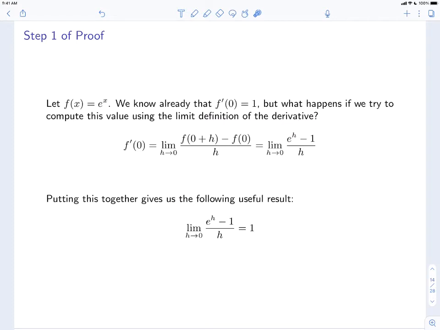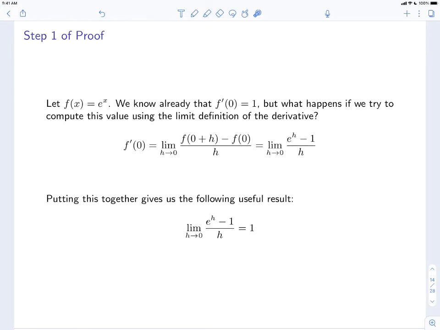But what happens if we try to compute this value using the limit definition of the derivative? We start with f prime of 0 is equal to the limit as h approaches 0 of the difference quotient, f of 0 plus h minus f of 0, divided by h. Well, remember, f of x is e to the x. So f of 0 plus h, that's just f of h, which is e to the h. And what about this term, f of 0? Well, e to the 0 is 1, so that's just a 1. And we still have an h in the denominator.